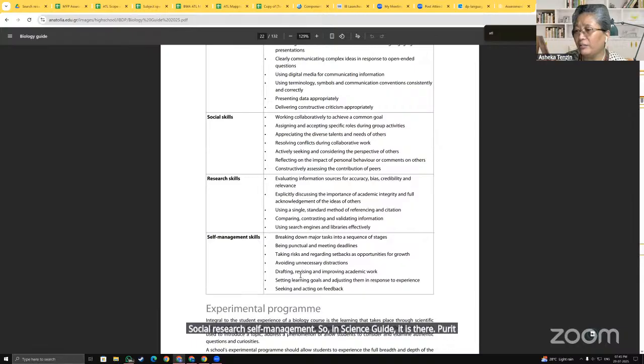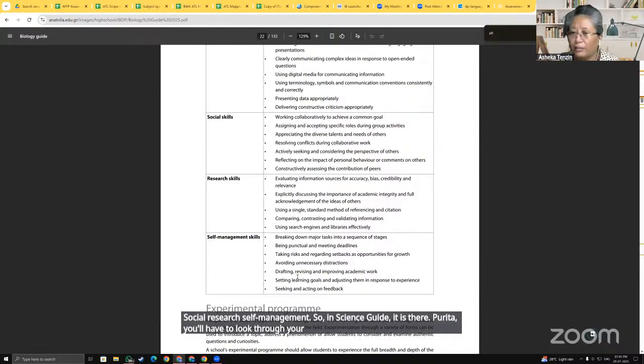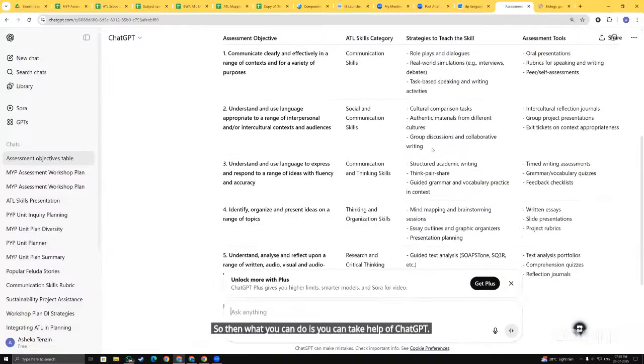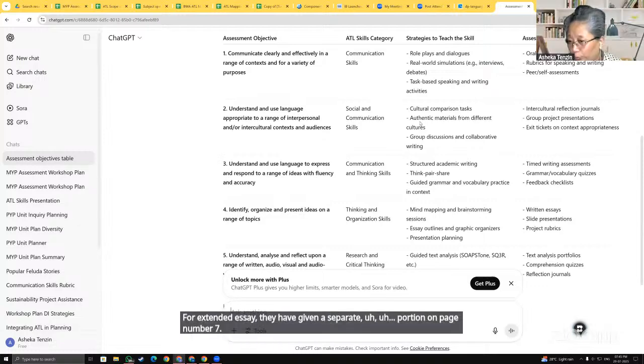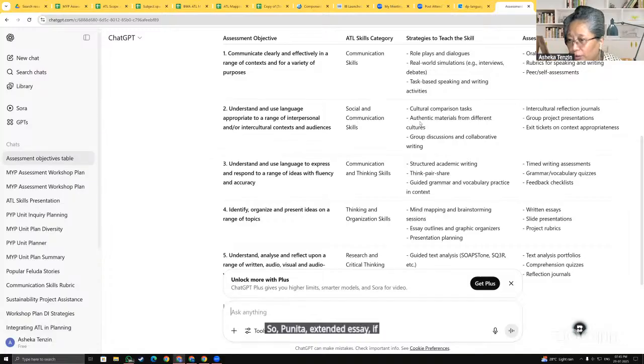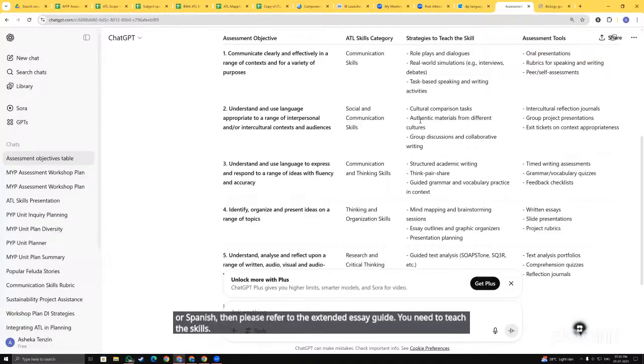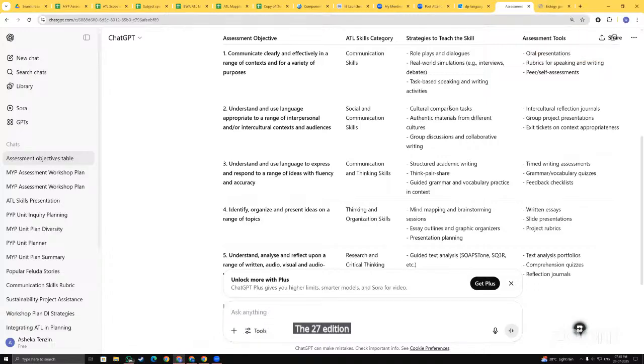Punita, you'll have to look through your subject guide and check for where skills are there. If it is not there, you have to teach skills. You have no choice. So then what you can do is take help of ChatGPT. For extended essay, they have given a separate portion on page number 7. So Punita, if your child is going to do extended essay in French or Hindi or Spanish, then please refer to the extended essay guide. You need to teach the skills. The 27 edition new guide, on page number 7, they have given details.